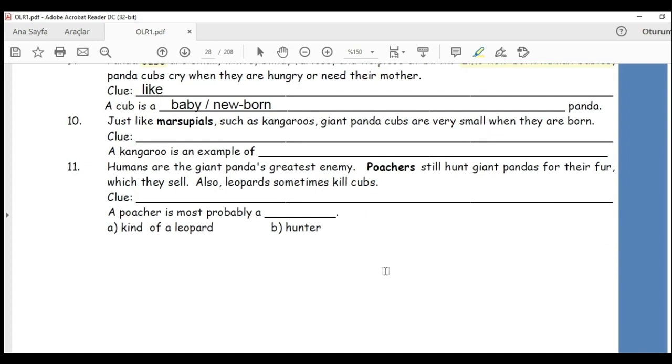Question 10. Just like marsupials, such as kangaroos, giant panda cubs are very small when they are born. Look at this. Just like, exactly like, okay, marsupials such as kangaroos. So kangaroos should be a type of marsupial. The clue is "such as," a kangaroo is an example of a marsupial.